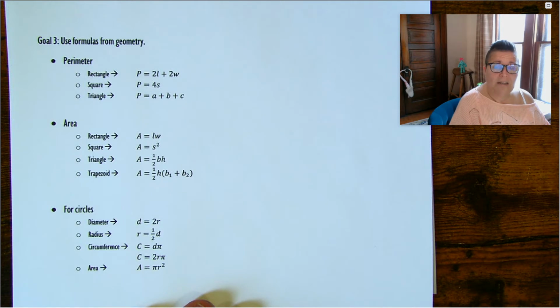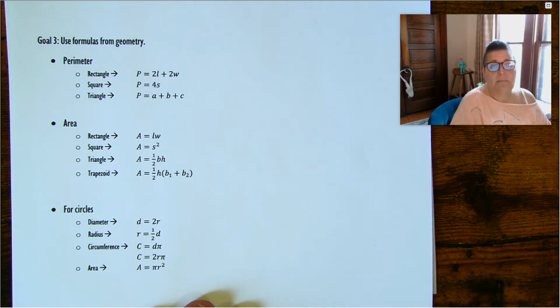The perimeter of a rectangle is 2 lengths plus 2 widths. For a square, since all sides are the same, that will be 4 times the side. In order to find the perimeter, or outside, of a triangle, you will simply add up the sides A, B, and C. The area formulas, we have an expectation that you are familiar with the area formula for a rectangle, a square, a triangle, and a trapezoid. This doesn't mean that I'm going to make you memorize them, but you should have them available to you, and the work will go a lot faster if you already know them.